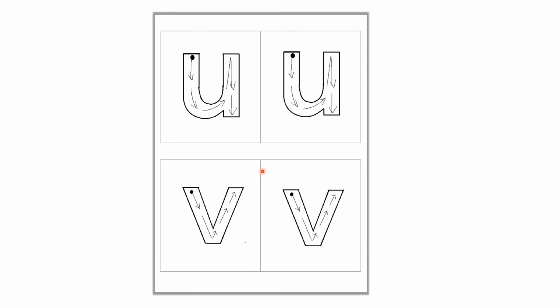We are going to learn how to write U and V. We are going to start with this dot here and follow this arrow. Watch first. Can you trace on U on your worksheet? Now trace one more time.